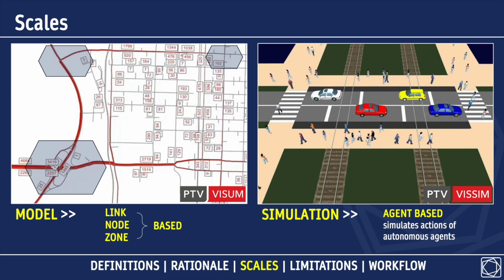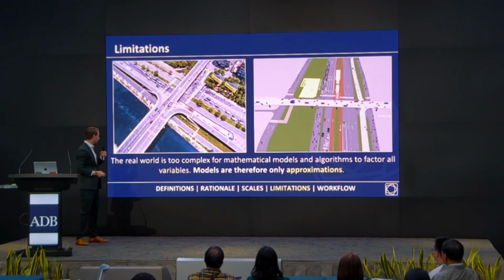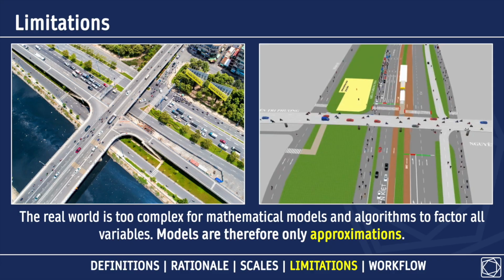In theory, you could have a simulation of your city, but it would require a lot more computing power, and the margin of error would increase as you go up in scale. So we rely on models. And models are great. I am a big advocate, but of course, the real world is far too complex for these models based off of algorithms to effectively and very realistically model. And so they're only approximations.